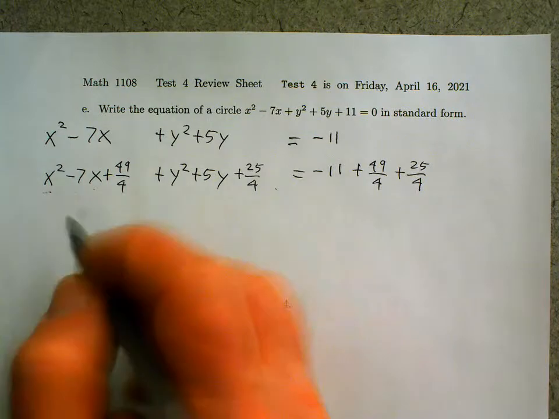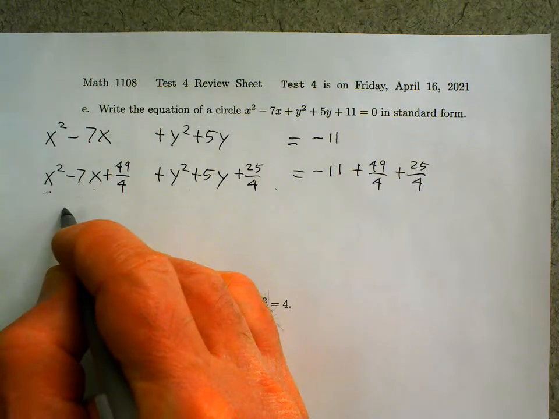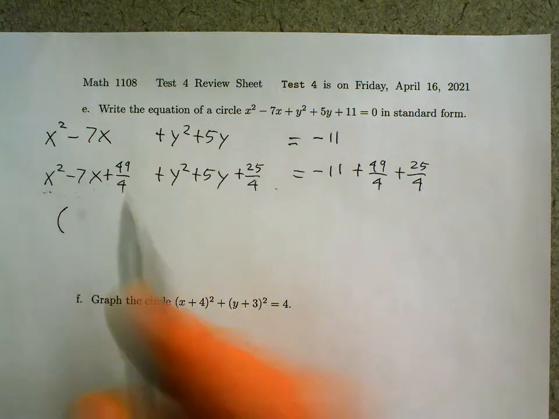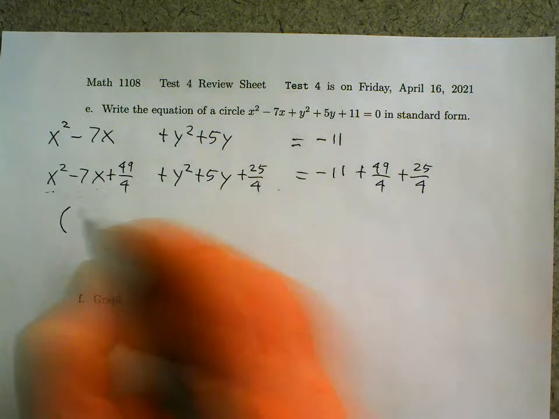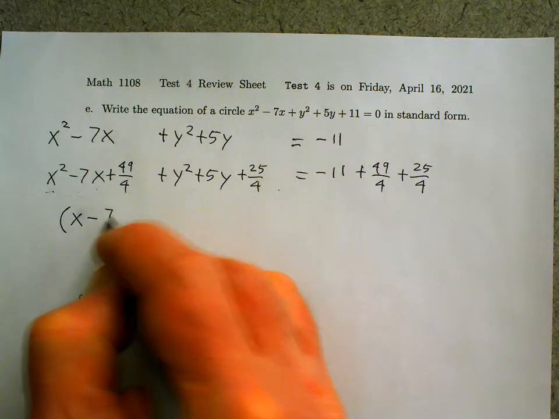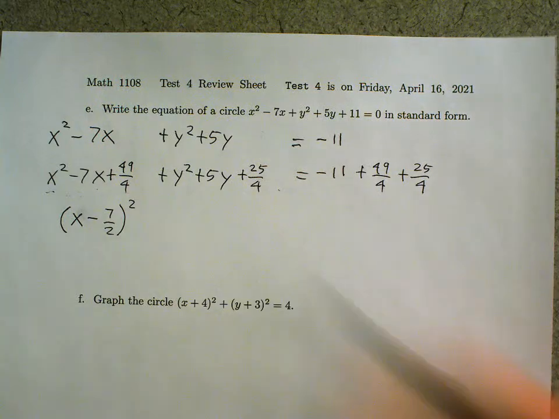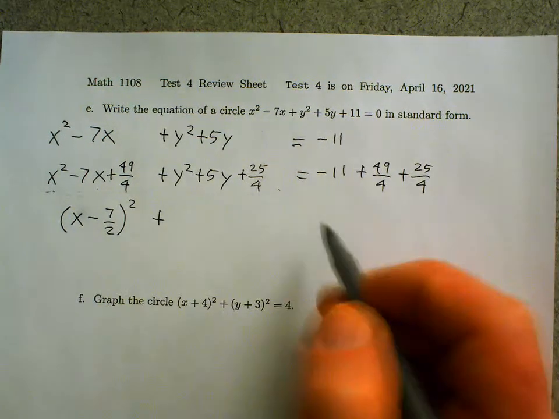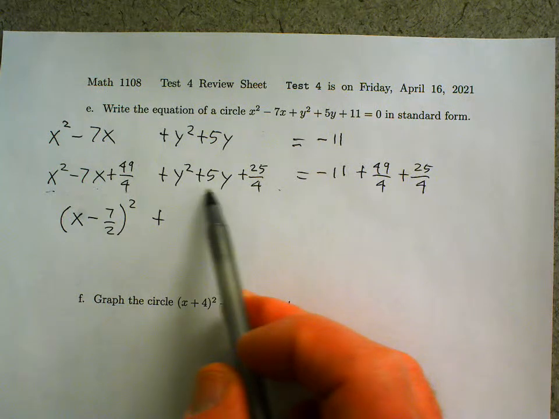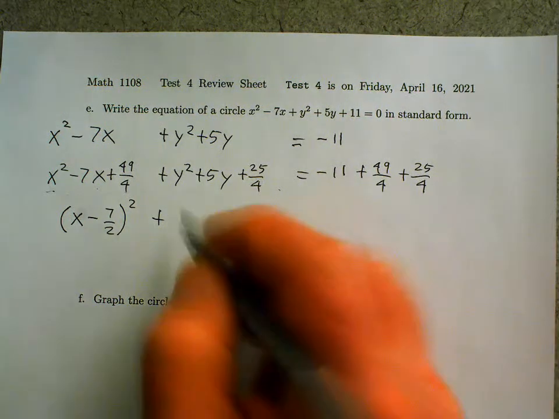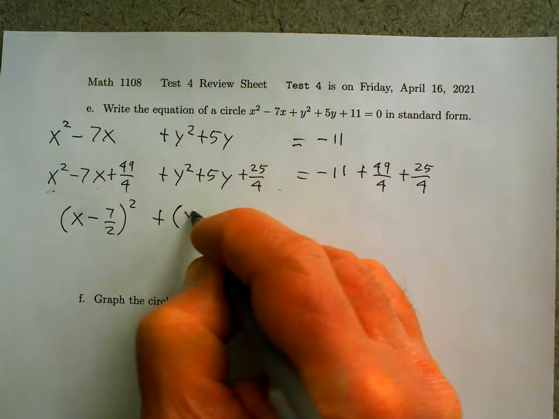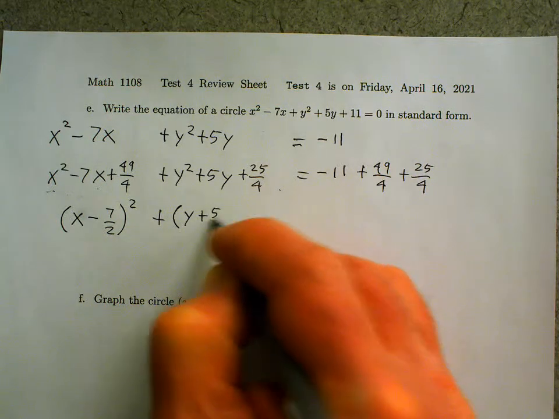And then we can write the standard form. X squared minus 7x plus 49/4 is a perfect square trinomial. So it's equal to the binomial x minus 7/2 squared. We have a second perfect square trinomial, y squared plus 5y plus 25/4. So that's equal to the binomial y plus 5/2 squared.